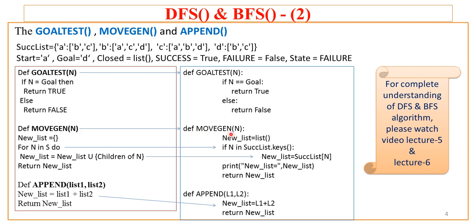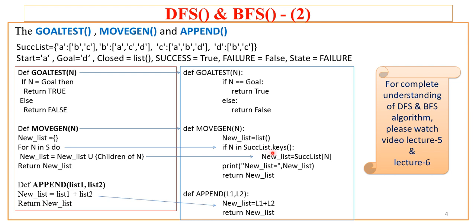This is a straightforward transformation. Again, MoveGen is defined here, and MoveGen has a new list. That new list is initialized using the list function of Python. For n in S, do this. So this n is first searched in the list of successors. As we have already seen, the successor list is a list of key-value pairs, so our keys are the nodes. Now this if statement will help us do that search operation.